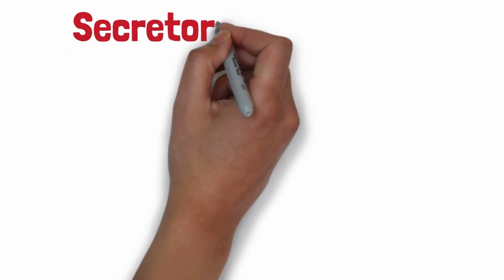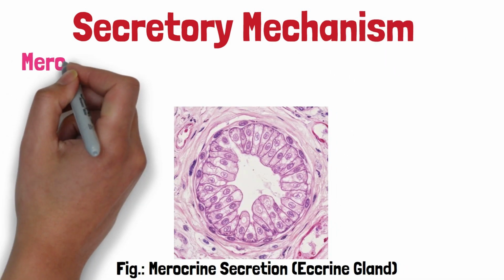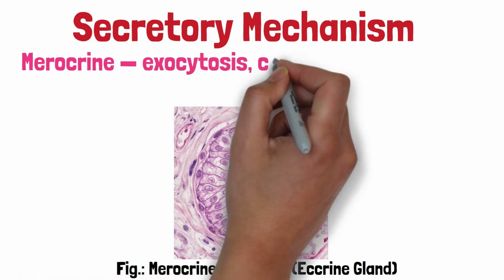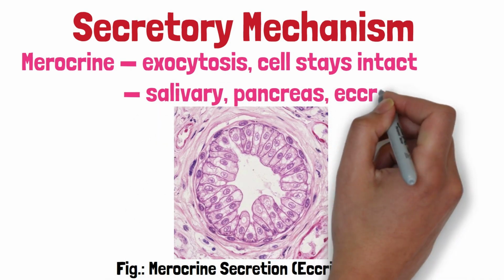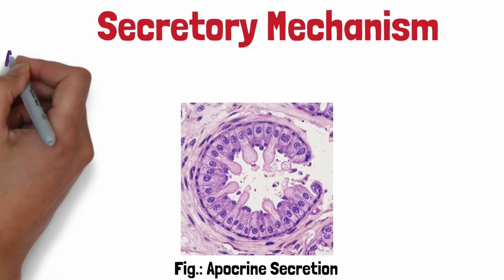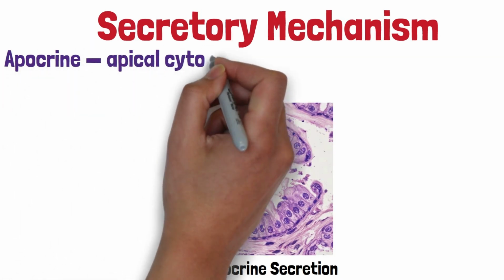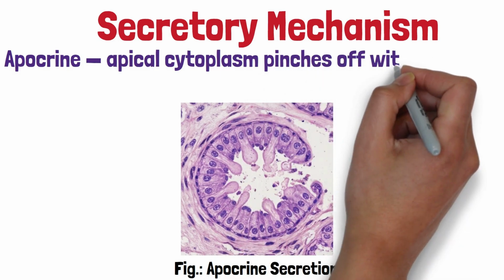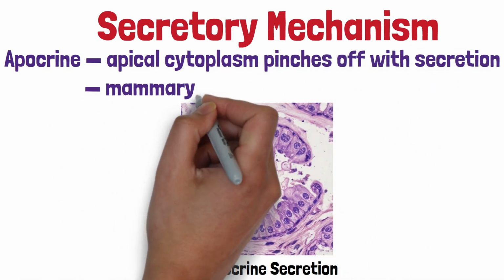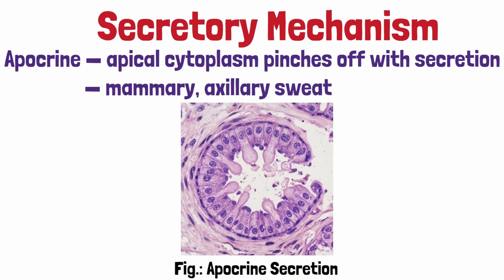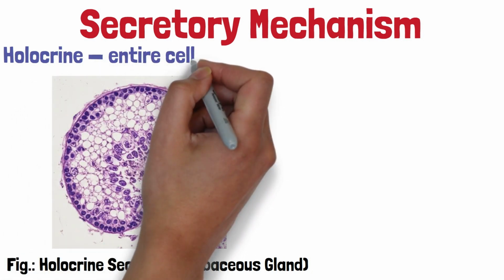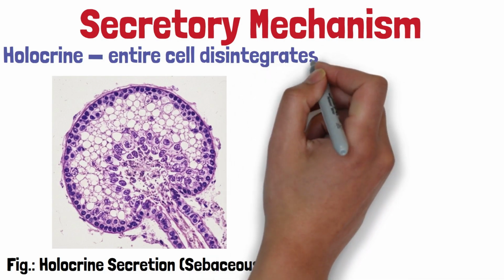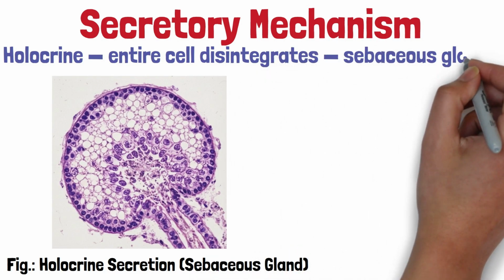The last way to classify a gland is by its actual secretory mechanism, how the product leaves the cell. Merocrine secretion is exocytosis. The cell stays completely intact. Salivary glands, the pancreas, and eccrine sweat glands all work this way. Apocrine secretion is different. The apical cytoplasm itself pinches off along with the product. That's how the mammary gland secretes lipid, and it's also how apocrine sweat glands in the axilla work. And holocrine secretion is the most extreme. The entire cell disintegrates to release its contents. Sebaceous glands are the classic example.